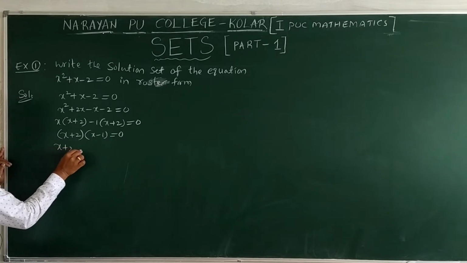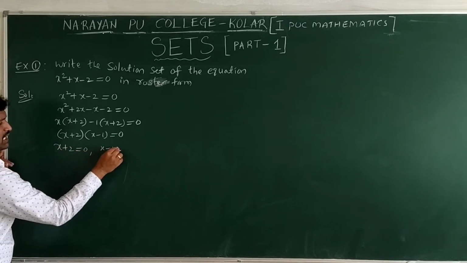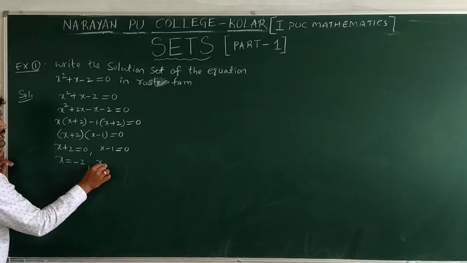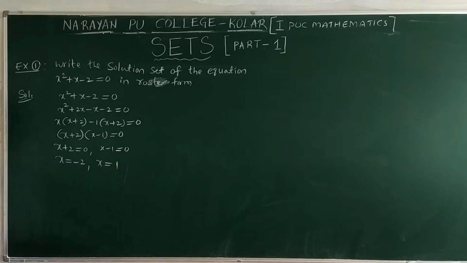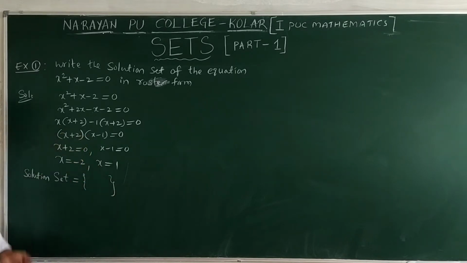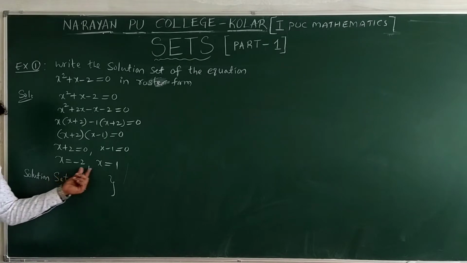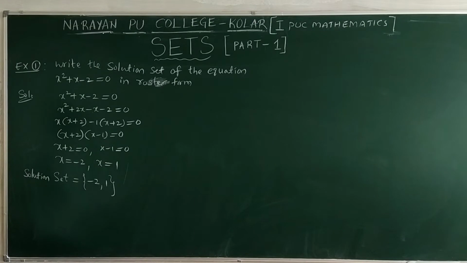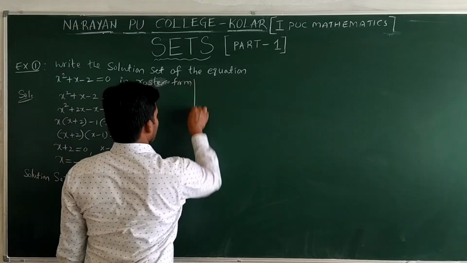x plus 2 equal to 0, and our next one is x minus 1 equal to 0. x is equal to minus 2, x is equal to 1. These are the two elements we got for the given equation. Now we can write the set as the solution set. These two are the solutions. The solution set will be written in roster form, in braces, separating these two elements with commas: minus 2, comma 1. It's very simple. Okay.